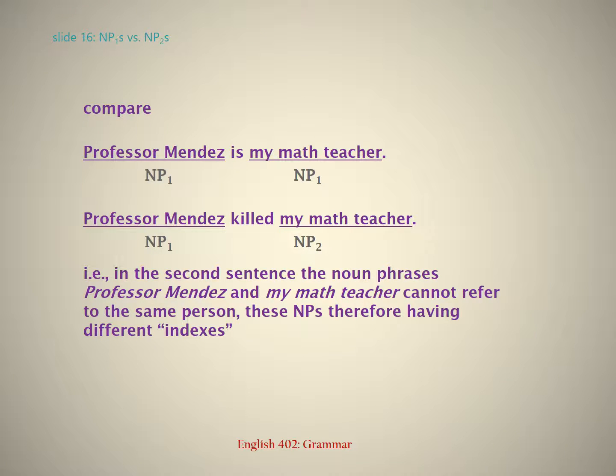Compare Professor Mendez, NP subscript 1, is my math teacher, NP subscript 1. Professor Mendez, NP subscript 1, killed my math teacher, NP subscript 2. i.e., in the second sentence, the noun phrases Professor Mendez and my math teacher cannot refer to the same person, these NPs therefore having different indexes.